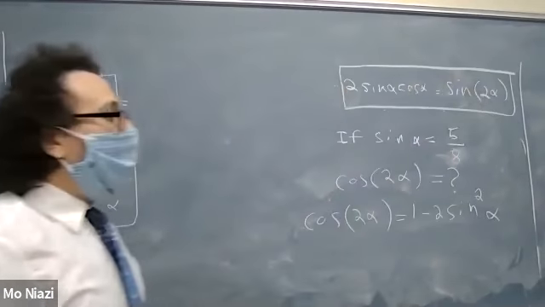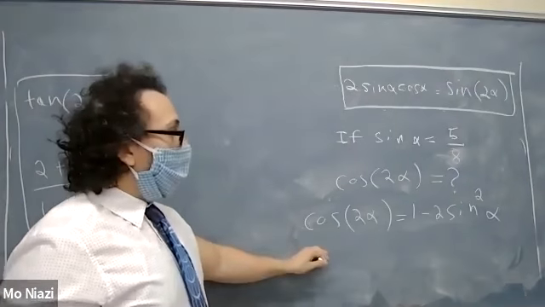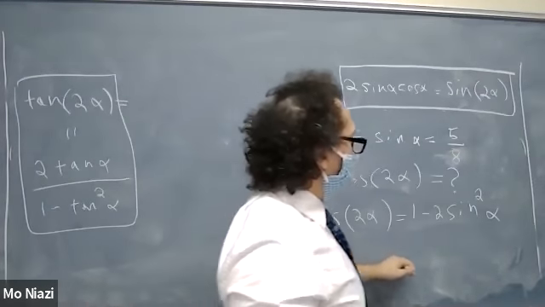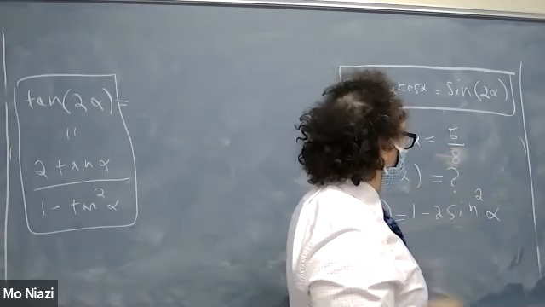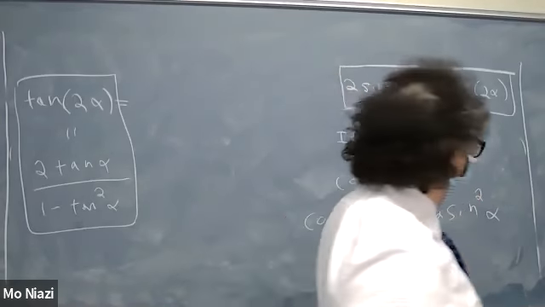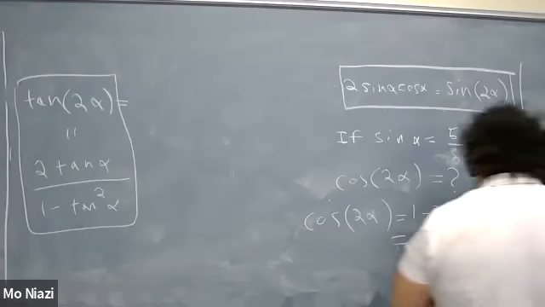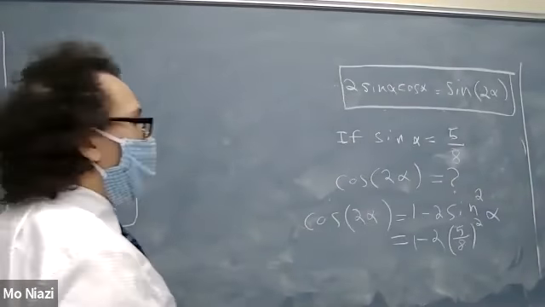Okay. The way we solve this problem is, we want to know what cosine of 2 alpha is. We're only given what sine of alpha is. We re-express cosine of 2 alpha in terms of sine of alpha, and then we just replace with 5 over 8 here and square it. So whatever that ends up being, that is what the cosine of 2 alpha is.